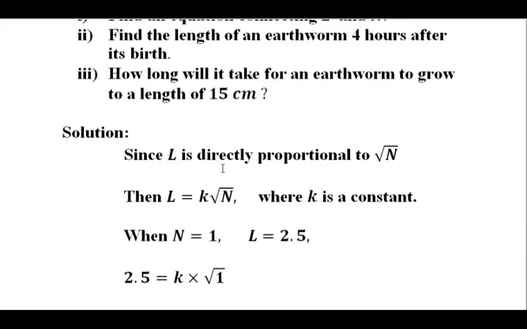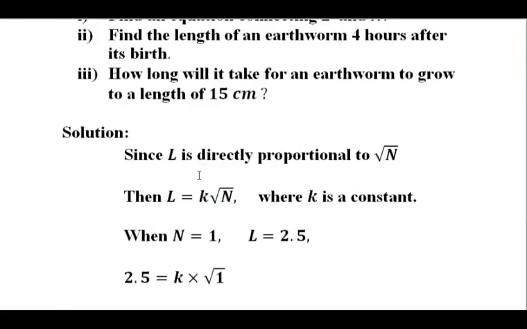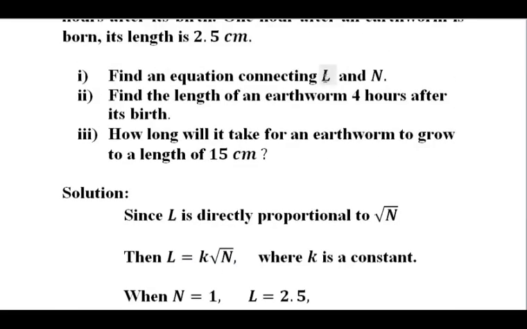Since L is directly proportional to the square root of n, then L equals k square root n. We know that k is a constant. Now when n equals 1, which is the number of hours, and L equals 2.5 centimeter, which is the length increases in 1 hour, then let's find an equation connecting L, length of the earthworm, and n, number of hours.